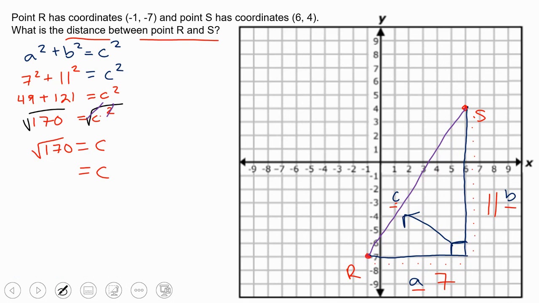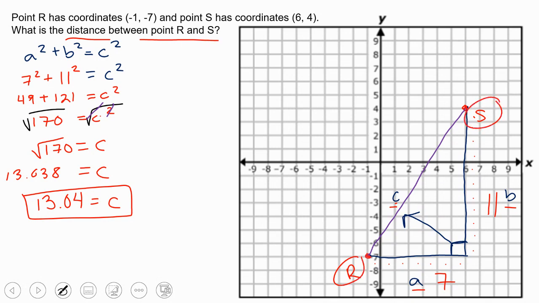So that was 13.03840481. 13.038. Because of that 8, the 3 is going to round up. 13.04. That is what the distance between point R and S is. It's going to be 13.04.